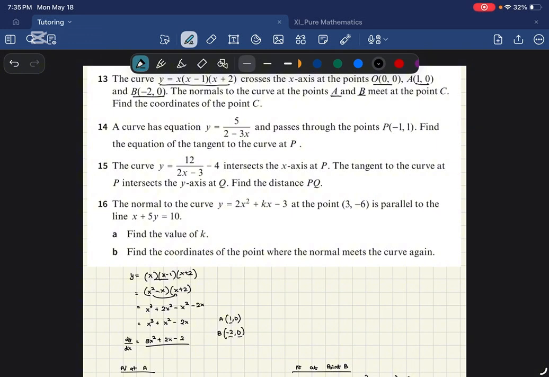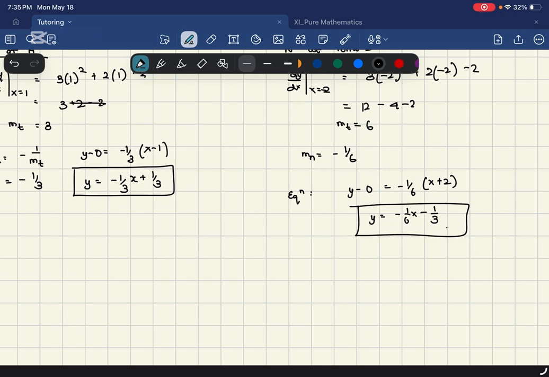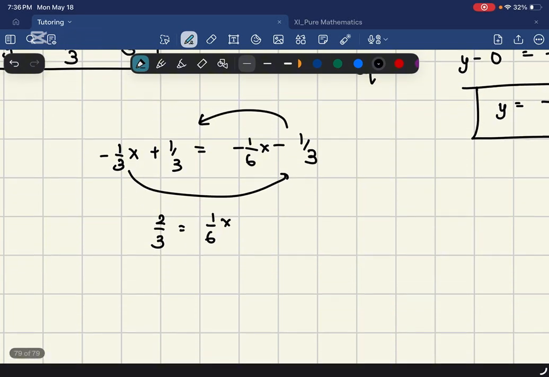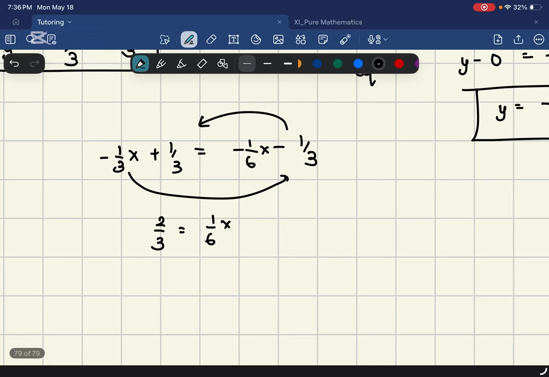So the normals at A and B meet at point C. Find the coordinates of point C. So we just want to equate these two lines together. So -1/3 x plus 1/3 is equal to -1/6 x minus 1/3. If I bring this here, actually, let me take this here and I take this here. I'm going to get 2 over 3 is going to be 1 over 6 x, I think. I'll leave you to simplify this.